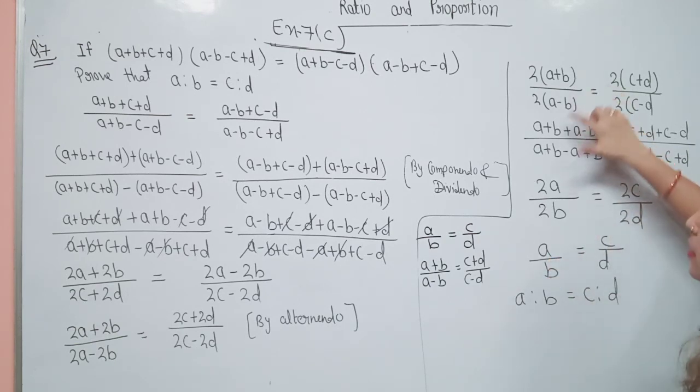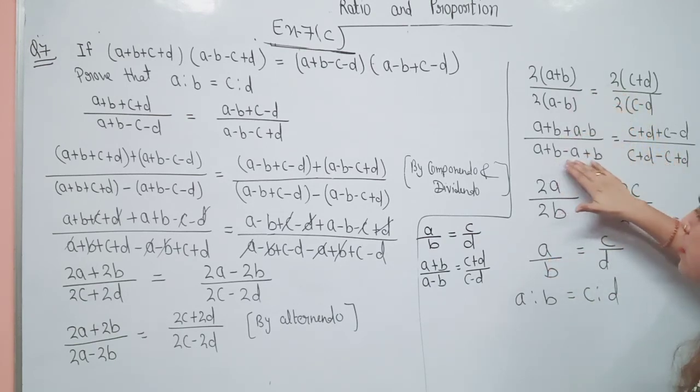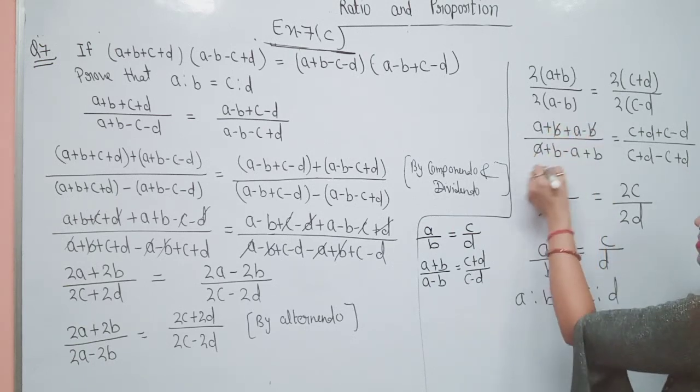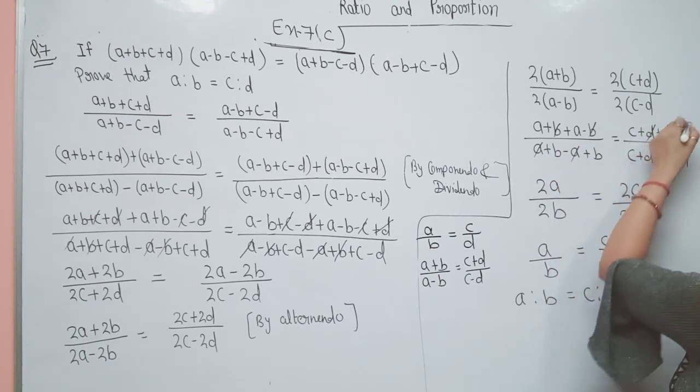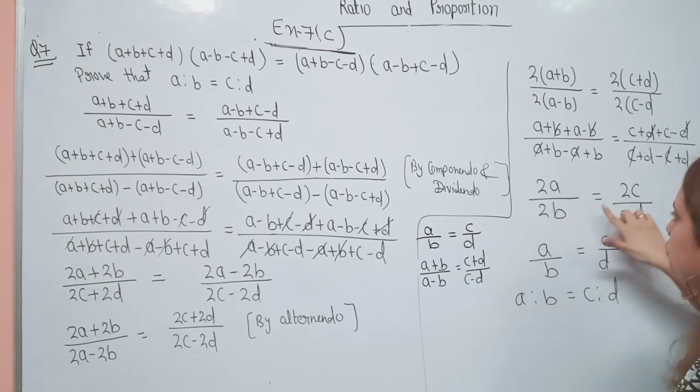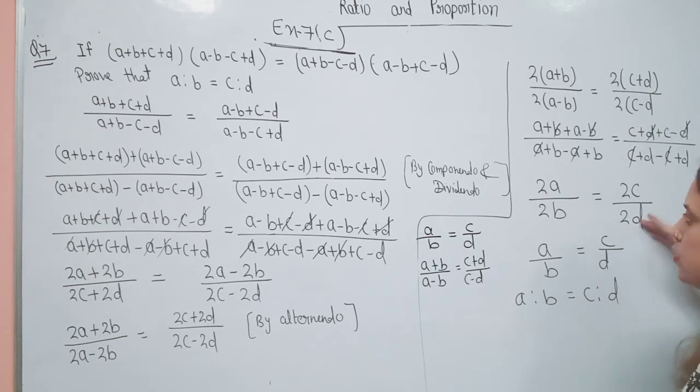So it will be a plus b plus a minus b upon a plus b minus a minus b, when we open the bracket. Here again componendo and dividendo, so it will be c plus d plus c minus d upon c plus d minus c minus d, when we open the bracket. And when we solve it, plus b minus b cancel, plus a minus a cancel, plus d minus d cancel, plus c minus c cancel. What will we have? 2a upon 2b is equal to 2c upon 2d. So 2 common, a upon b is equal to c upon d. A ratio b is equal to c ratio d.